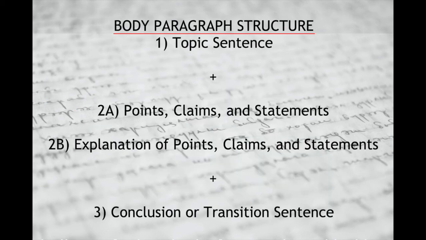Then you get into the second portion here, which is points plus explanation. You get into a duo here, which is you have to have some sort of major point, claim, or statement, and then you must pair it with an explanation of that. You don't want to just jump from point to point to point, because a lot of times you'll start to lose what's called your authorial intent. You're just not getting into it enough. You're not providing enough detail. You're not putting it in your wording enough.